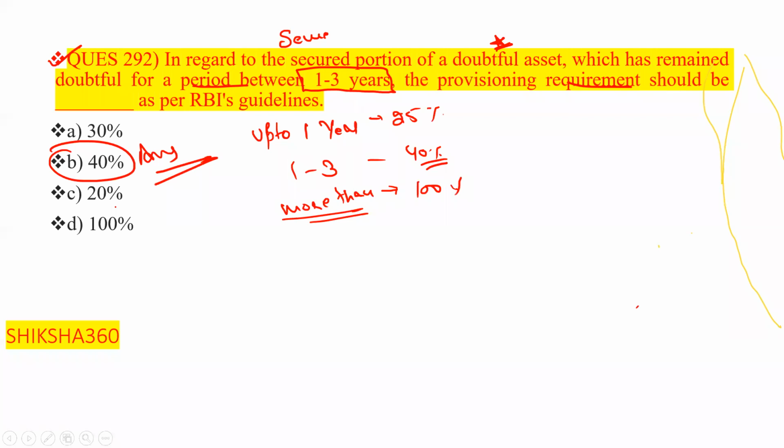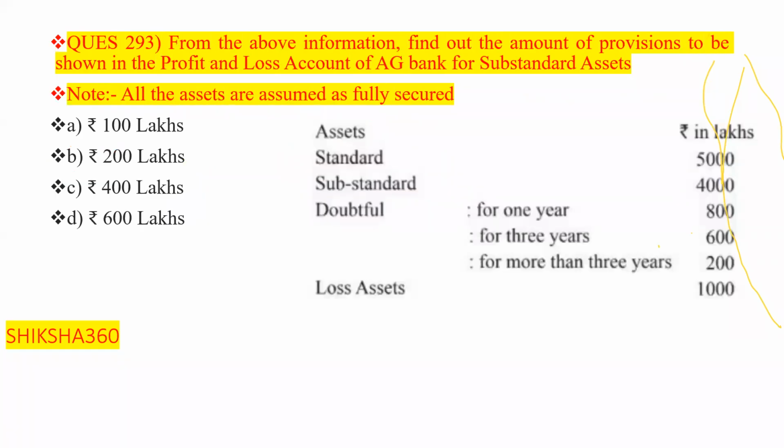Okay. Now move to the next question. This is also one of the case study type questions. Clear? I will discuss one question here. The rest, in the examination they ask what is the provisioning for the standard asset, for the substandard, for the doubtful for 1 year, 3 years, for more than 3 years, and for the loss assets.